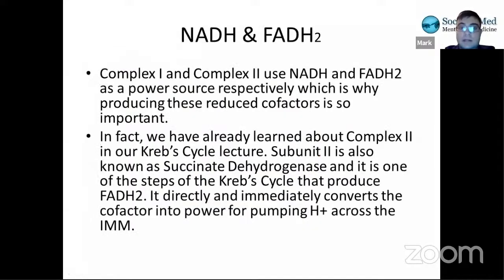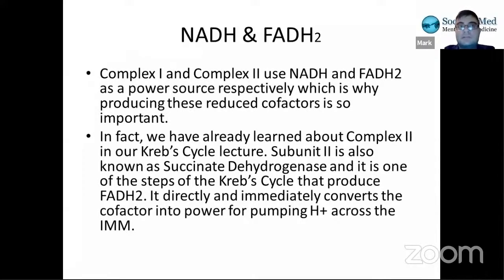So we talked a lot about NADH and FADH and how they are equivalent to ATP. So how does that actually work here? Well, complex 1 and complex 2 of the electron transport chain use NADH and FADH respectively as a power source, which is why producing these reduced cofactors is so important. In fact, we've already learned about complex 2 in the last lecture about the Krebs cycle. Subunit 2, or complex 2, is also known as succinate dehydrogenase, which was an enzyme in the Krebs cycle. And I mentioned that it was part of the electron transport chain as well.